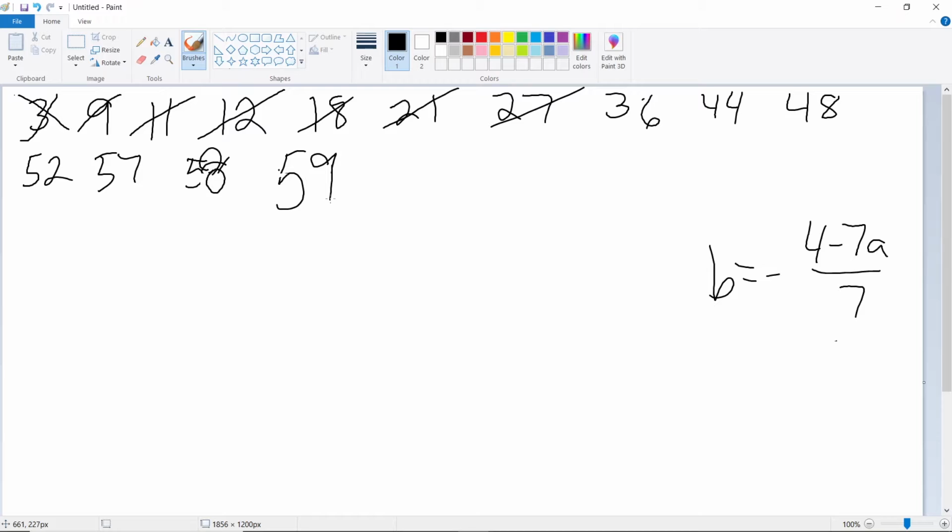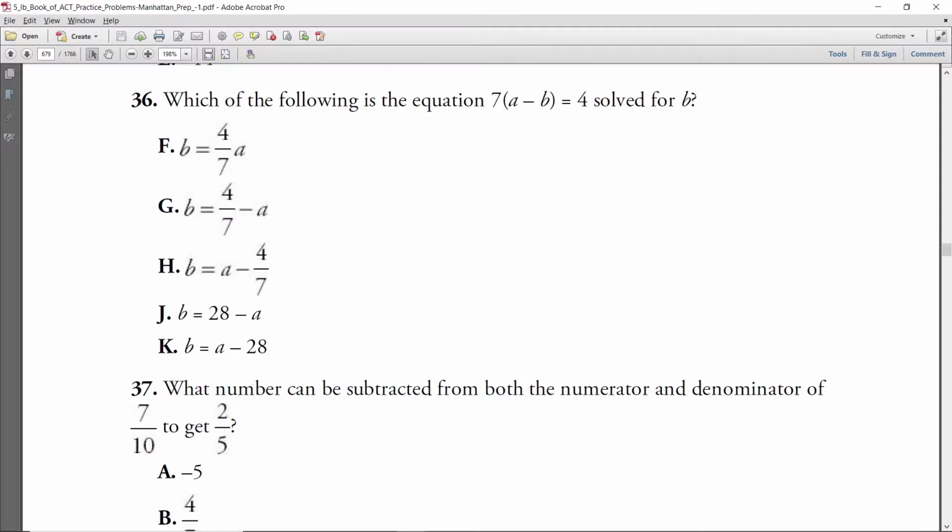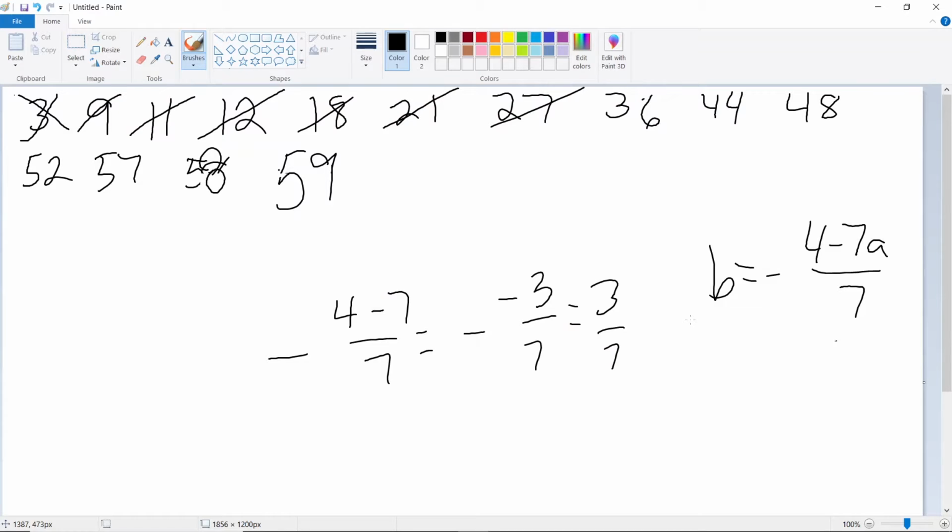All right, b equals negative 4 minus 7a. Let's say a equals 1. Negative 4 minus 7 over 7 equals negative 3 sevenths equals 3 sevenths. And the correct answer was H, I believe I said. So 1 minus 4 sevenths, because remember I said a equals 1. So 1, we can rewrite as 7 sevenths. Remember, we have to have common denominators. And 7 minus 4 is 3/7.